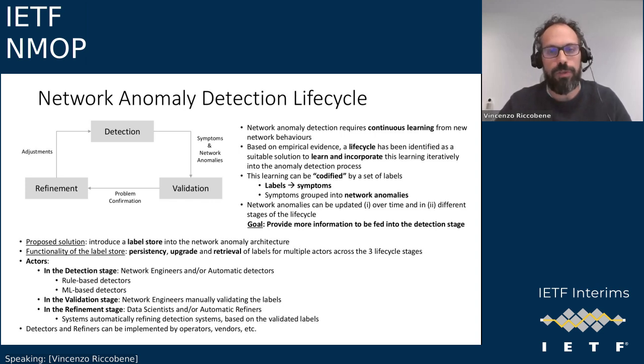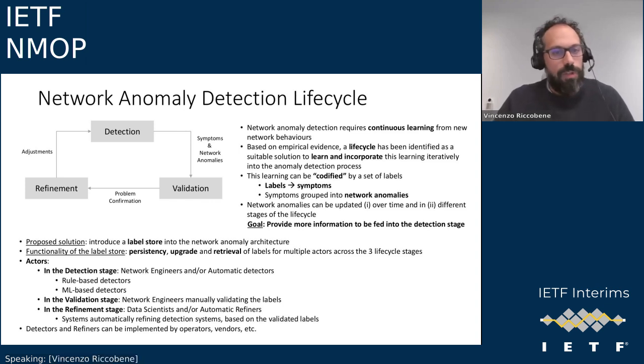The solution that we see for this problem is the introduction of a new component inside the network anomaly architecture, which we call label store. It is a component which provides some functionalities, in particular the persistency, the update, and the retrieval of the labels, as described before, for multiple actors, and we will see what those actors are, across all three life cycle stages.